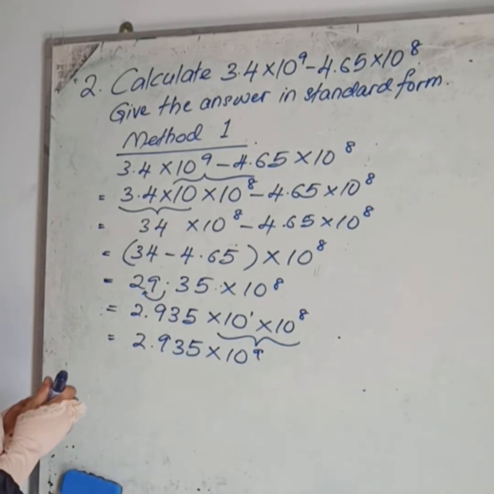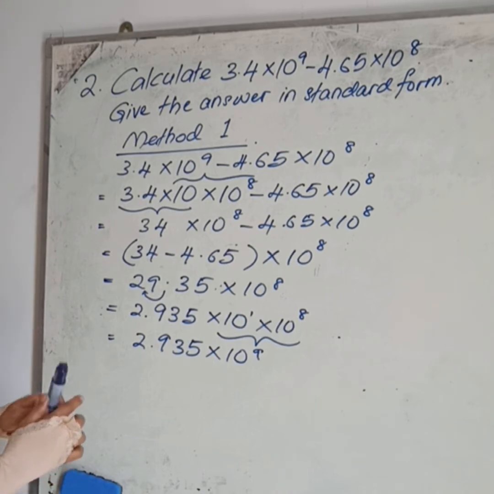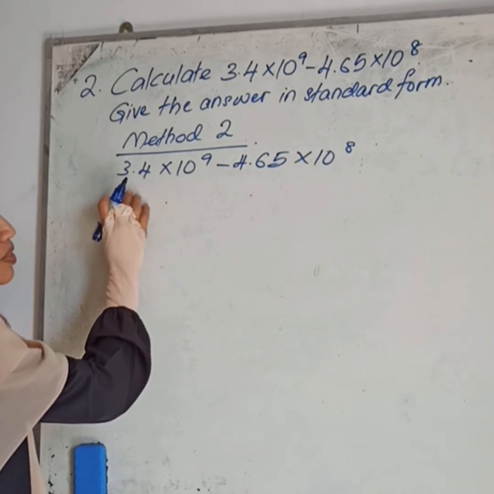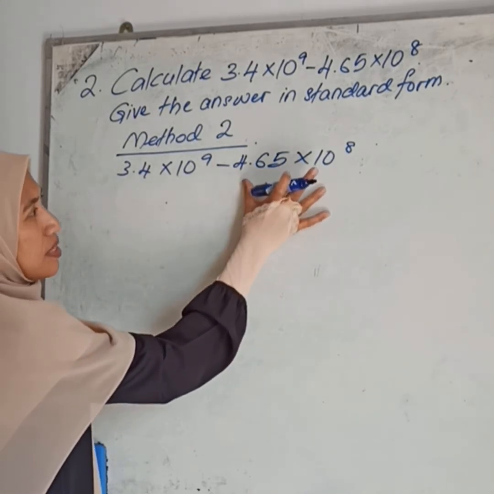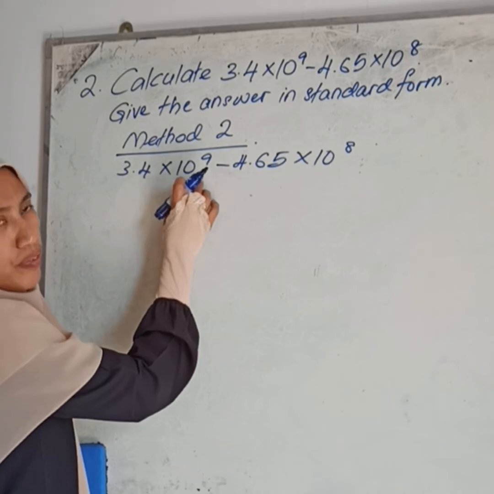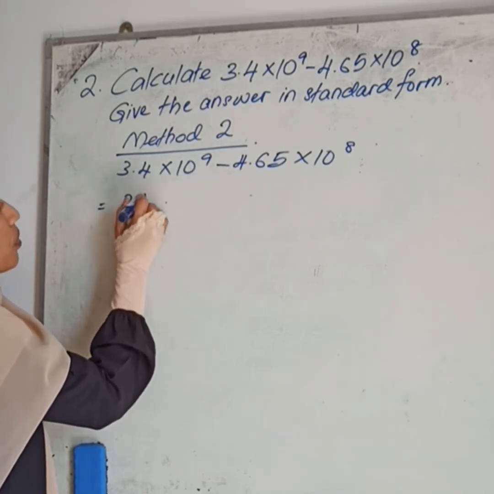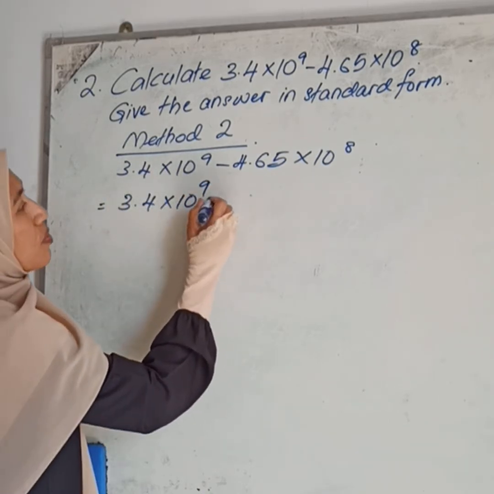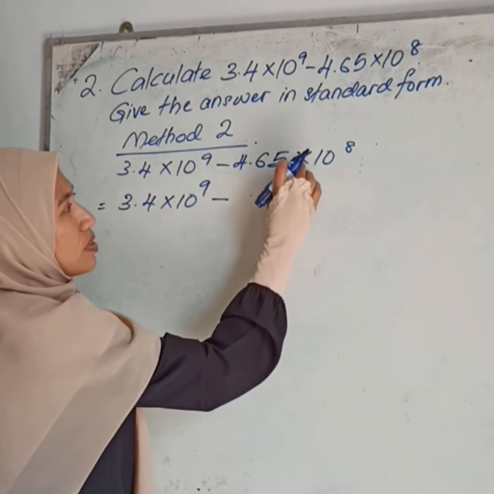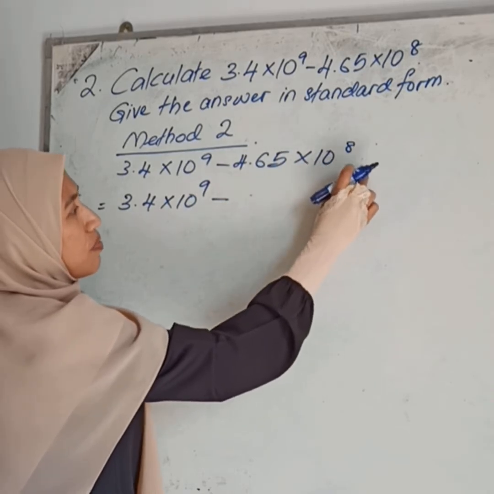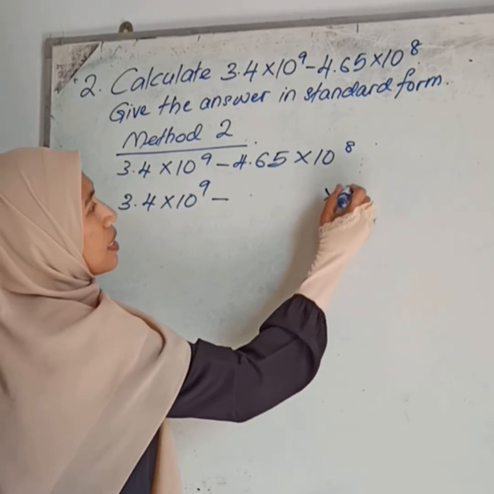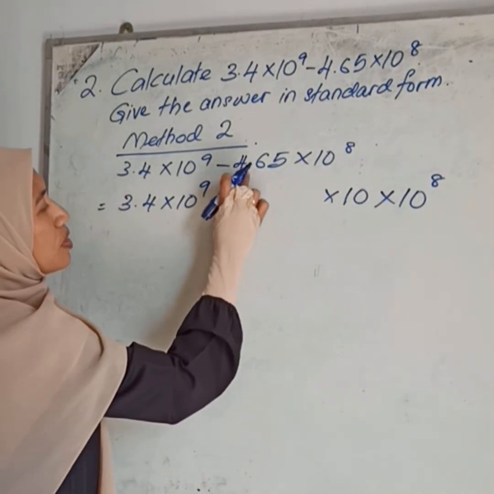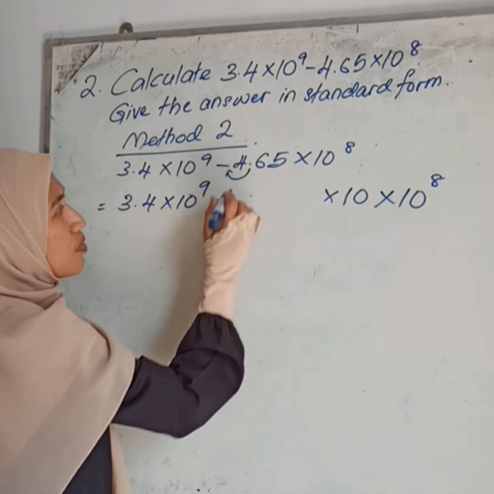Okay, this is by using the first method. Now by using the second method, we are going to make this term 10 to the power of 9. 3.4 times 10 to the power of 9 remains the same. So minus this one, we are going to change to 10 to the power of 9, so times 10 times 10 to the power of 8. So this one we should move to the left one step.